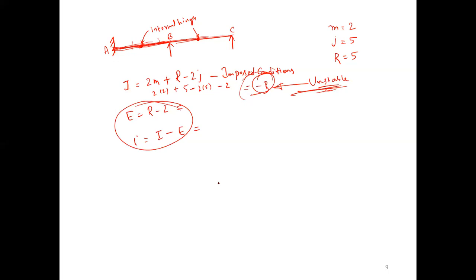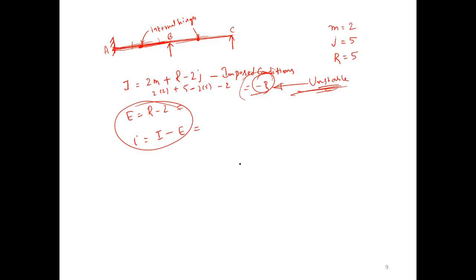When the structure is unstable, then it's not a proper structure, whether it is minus 1 or minus 2. The imposed condition has to be subtracted in a beam. But in case of static indeterminacy and kinematic indeterminacy, you have to add the imposed conditions.